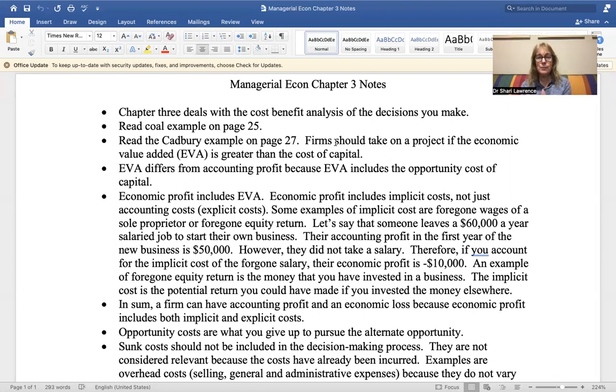So obviously you have a cost of capital. Your cost of capital is, if you've issued bonds, the interest rate on the bonds. If you've issued stock, the required rate of return on that stock is the cost of capital.